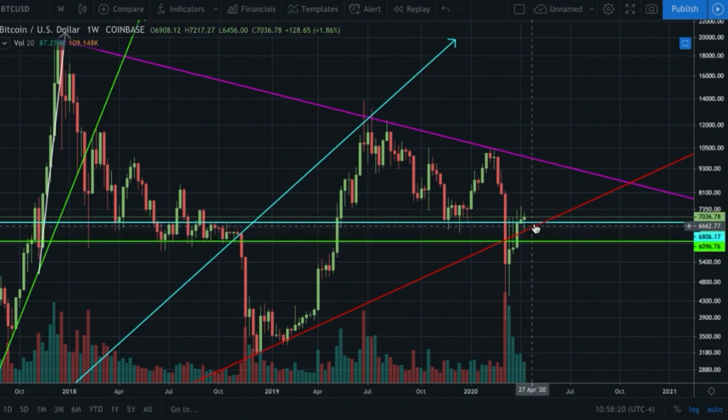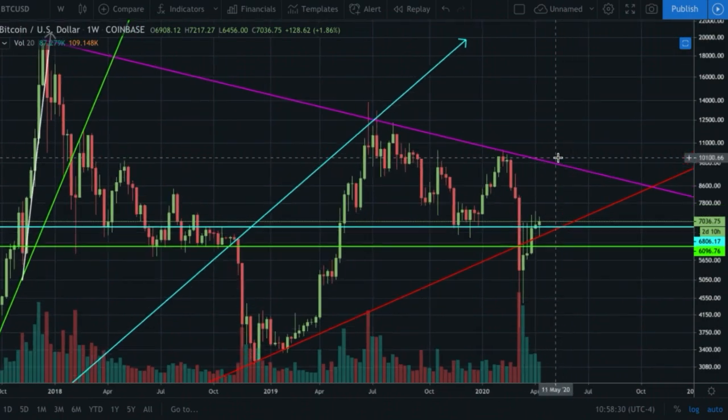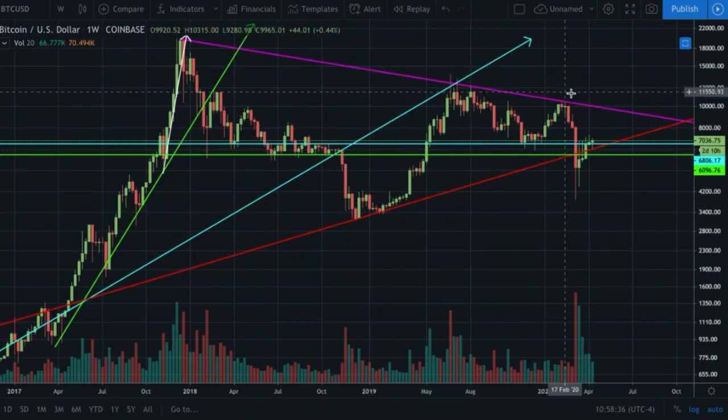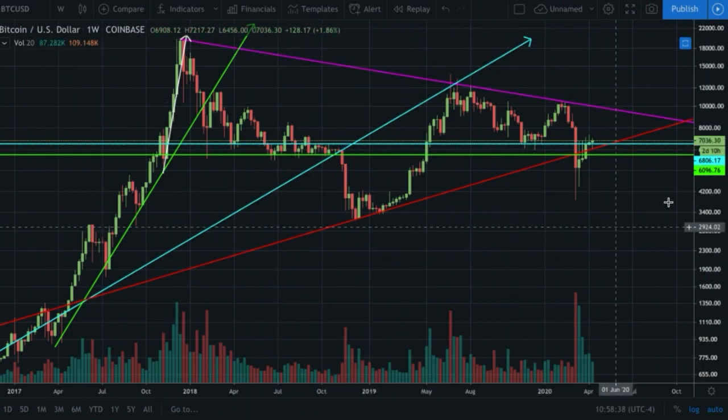And that's the idea of confluence: the more of these points or lines that line up, the more important a specific area is, and the more of a reaction you would expect to see from the market, because each one of these lines is going to add other people in other parts of the world in this market that are seeing the same thing as me.